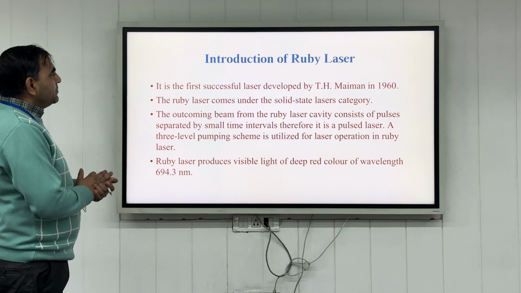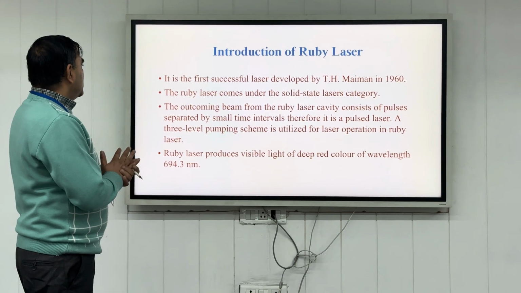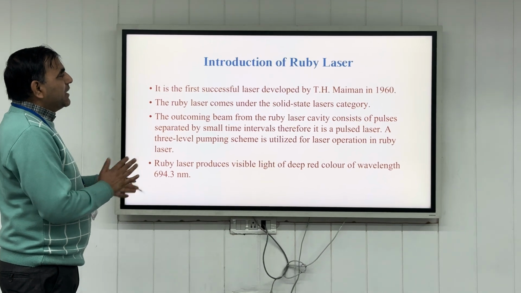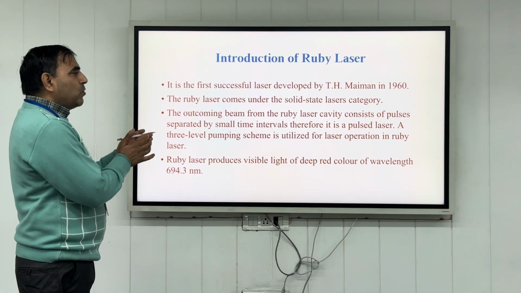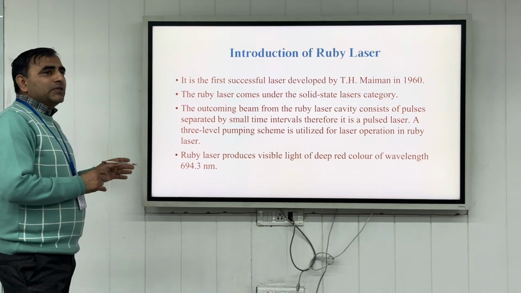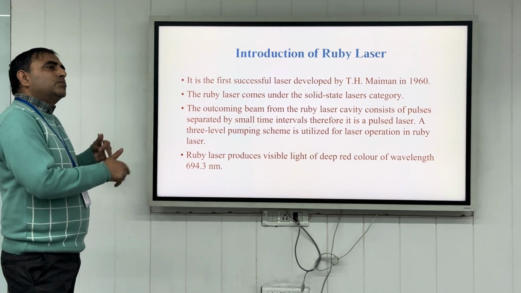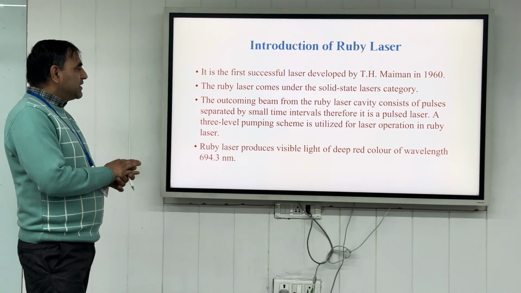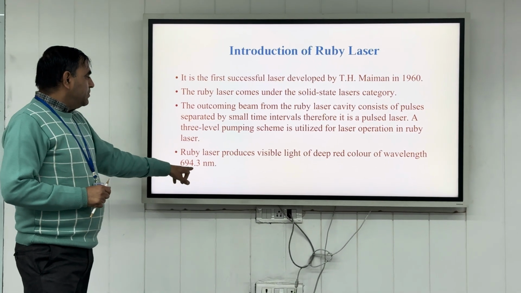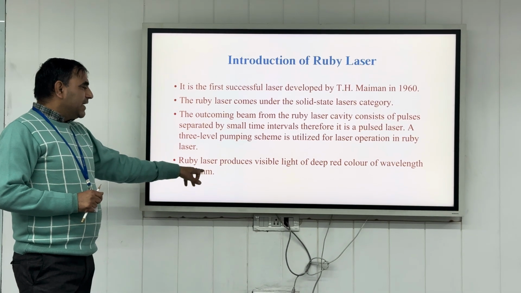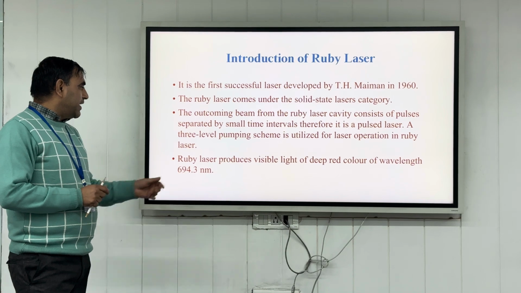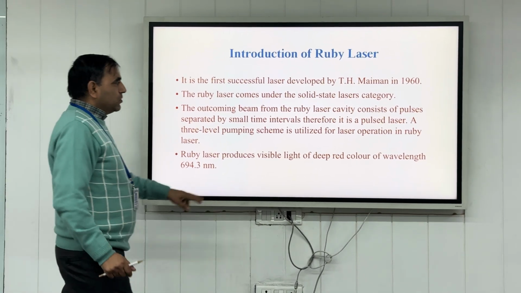The output of this laser mainly consists of pulses, separated by a small interval. So we can say that it is a pulse based laser, and the wavelength of this laser is 694.3 nanometer. If we change it to angstrom, then it becomes 6943 angstrom.